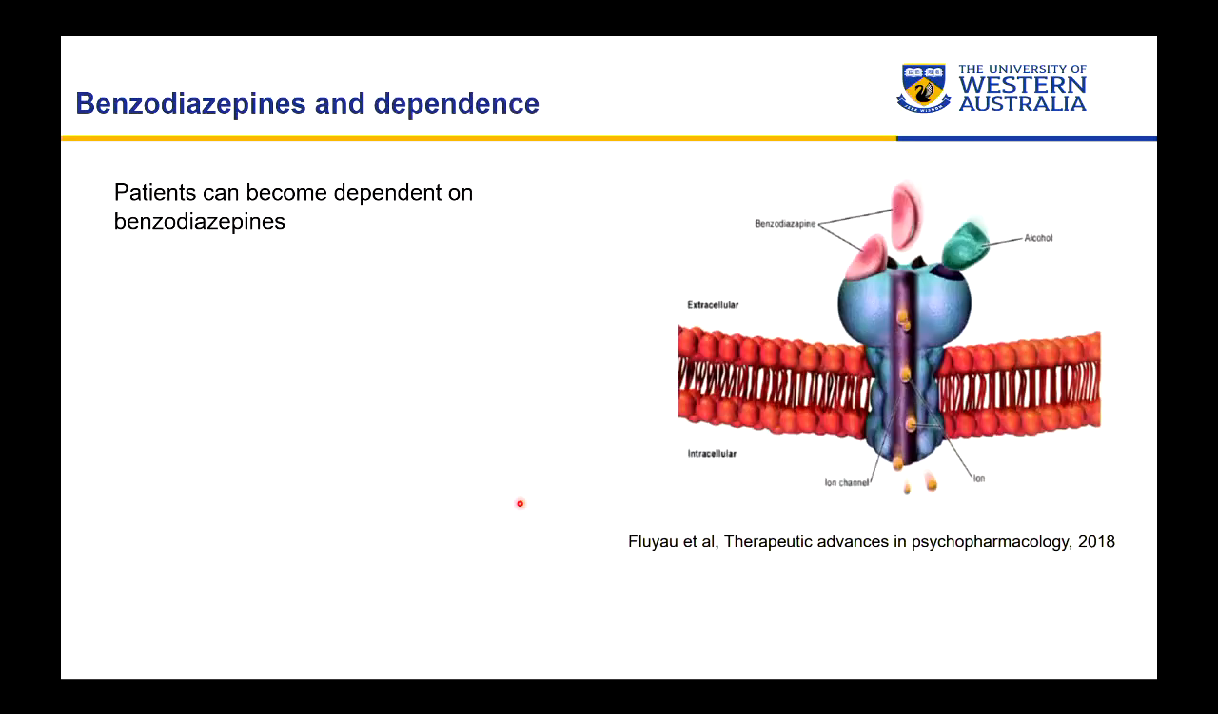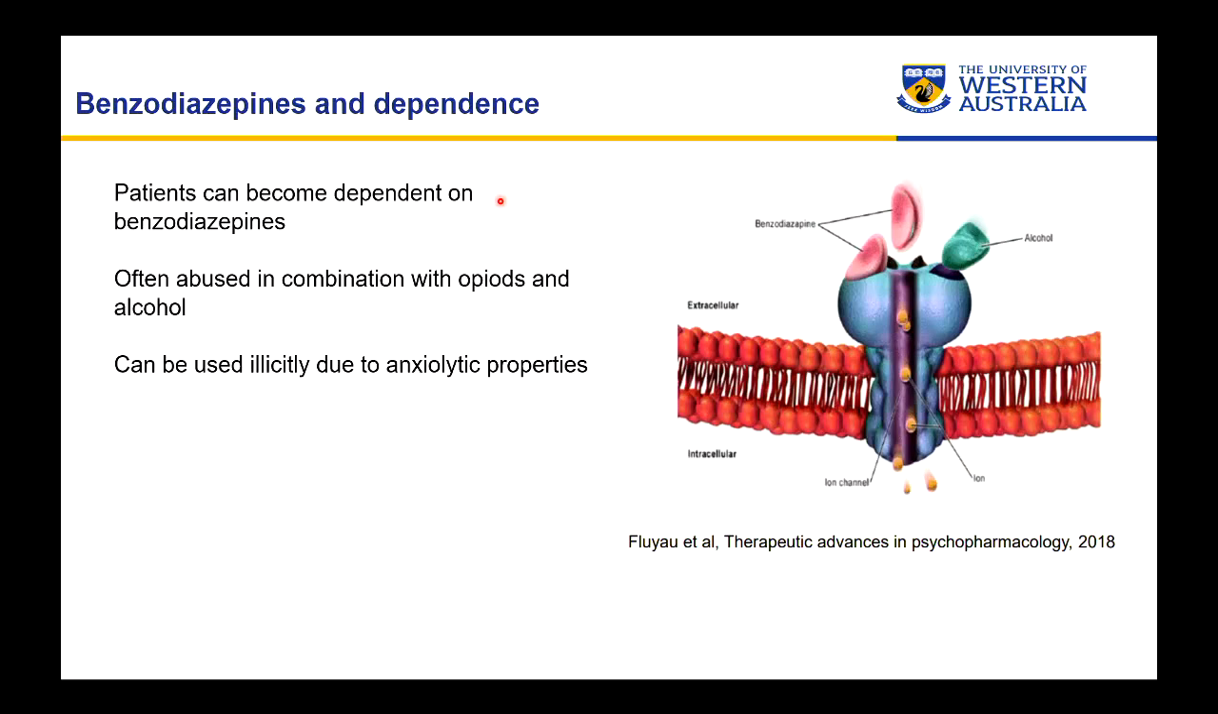And because this is a psychoactive drug, people can become dependent on benzodiazepines. And it's also really dangerous because it's abused in some cases, in combination with opioids or alcohol. It can be used illicitly because of these anxiolytic properties. And it has a really strong interaction with alcohol.